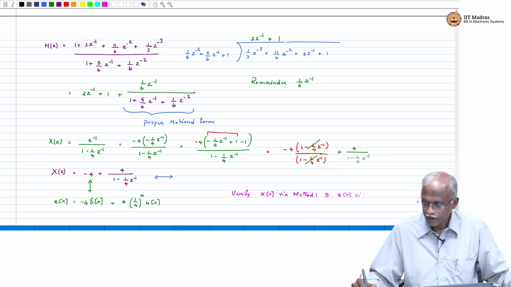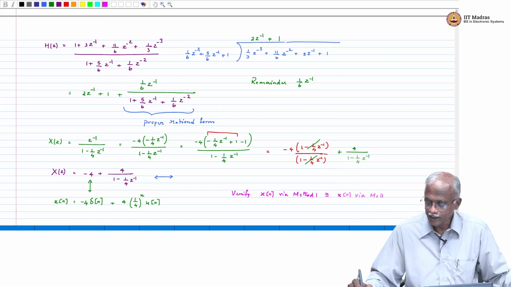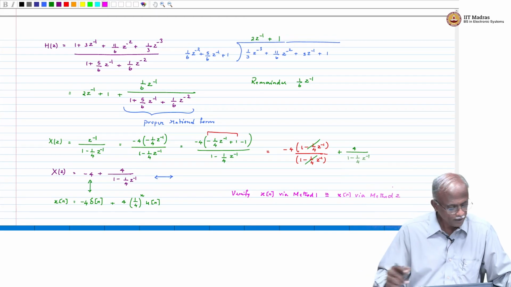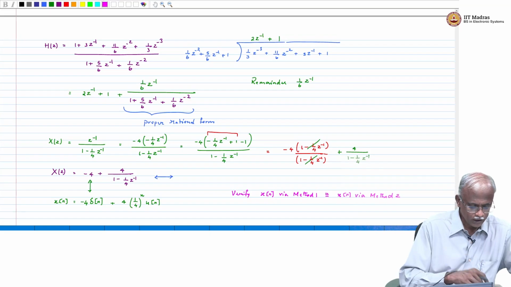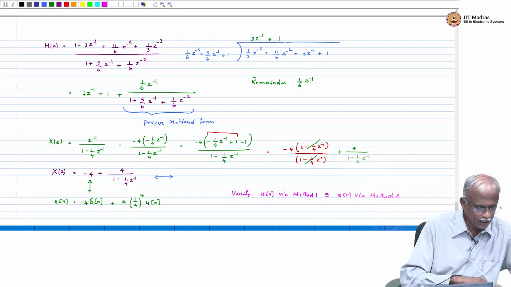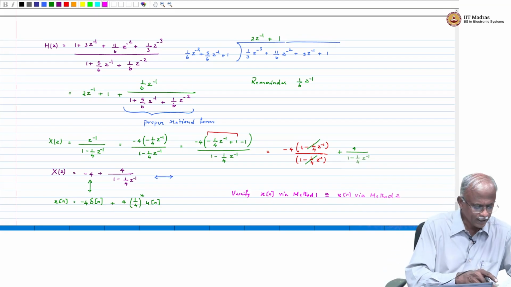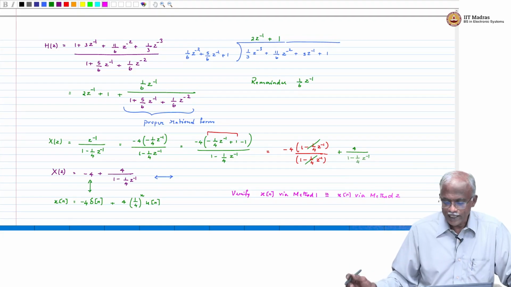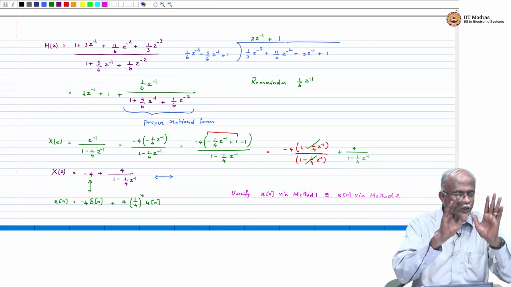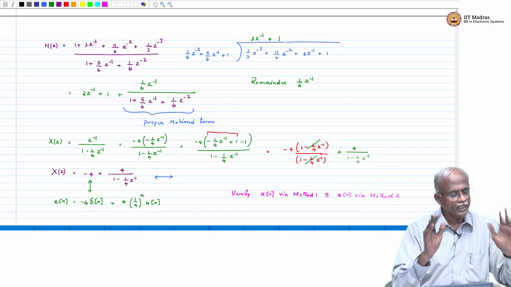All right. So we have started to look at the use of these properties, just so that we can get a good understanding of the inverse Z transform process. Now this is by inspection. Basically, you reduce it to a form for which you know the inverse Z transform.